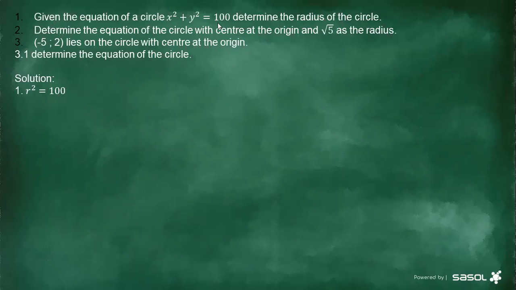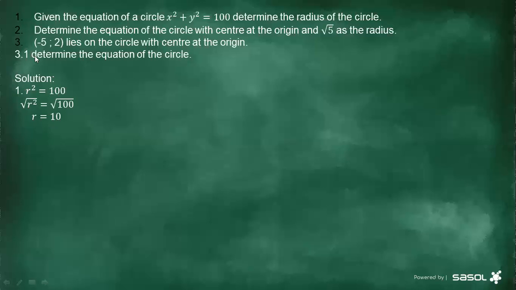Now remember this 100 is r squared, right? Remember the standard equation for the circle is x squared plus y squared equals r squared. Now in this case, we can see that we have 100, meaning r squared equals 100, right? Now for us to get the radius, we need to get rid of this exponent 2 and just put a square root on both sides, and then we have our radius as 10 units.